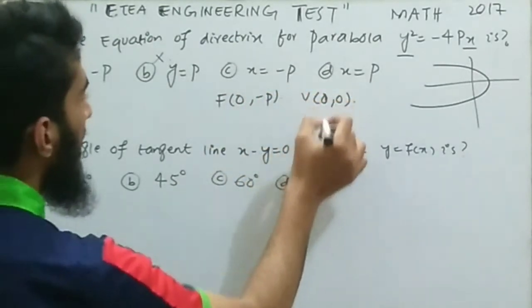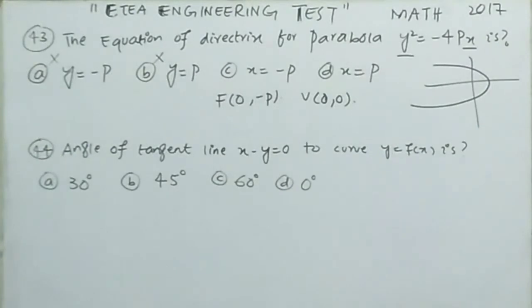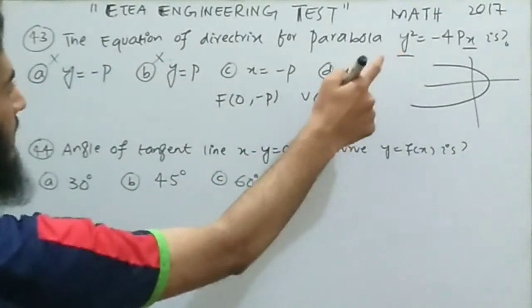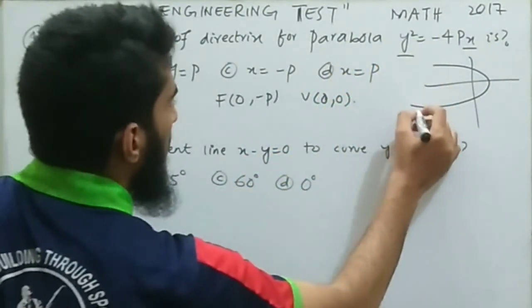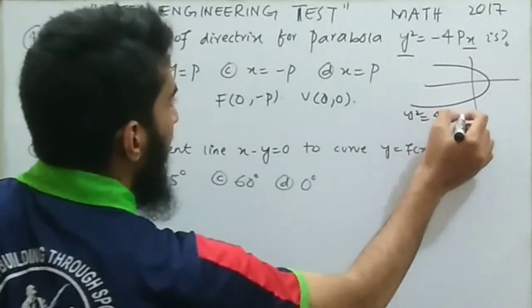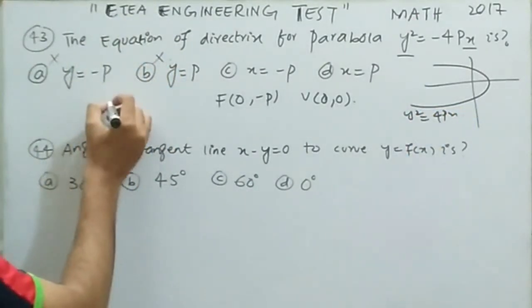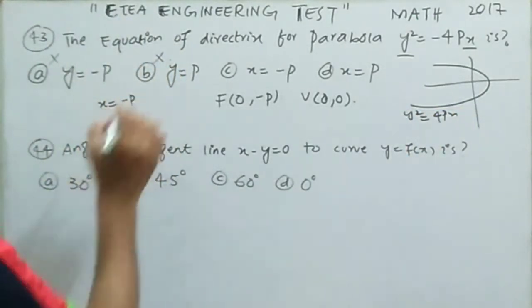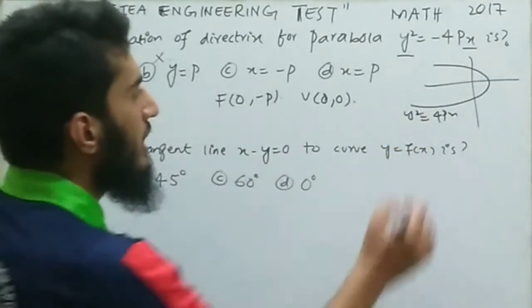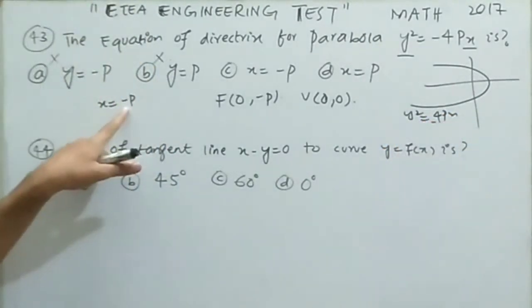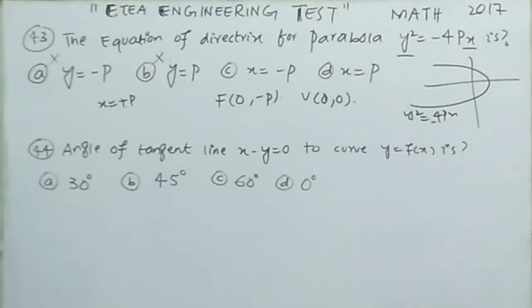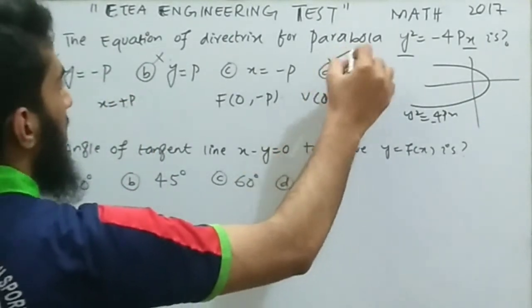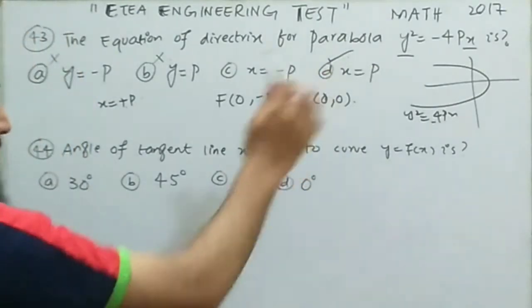And the vertex of this parabola will be 0 and 0. Now the other thing is that if we have y square is equal to 4px, a positive parabola, the directrix for this equation will be x is equal to negative p. But here it is actually negative, so for the negative we will make it positive, so the value of x will be p. So the correct option for MCQ number 43 will be option D. X is equal to p is actually the directrix of this parabola.